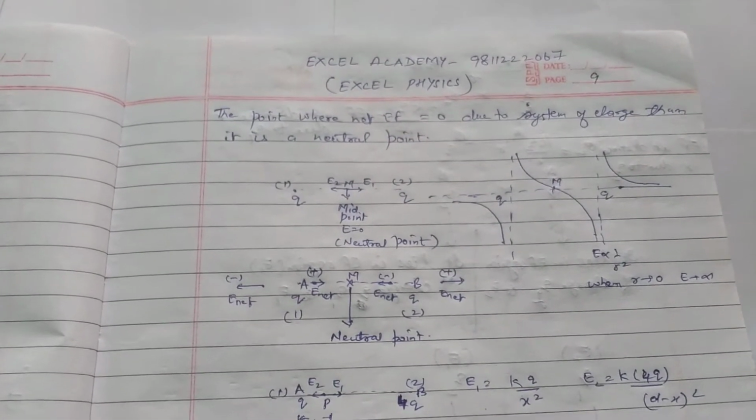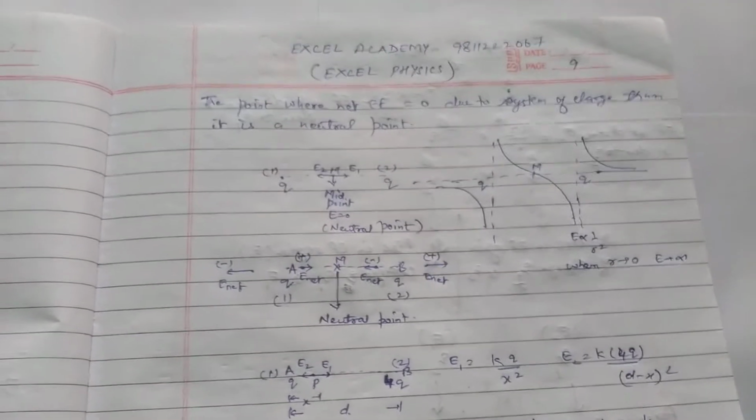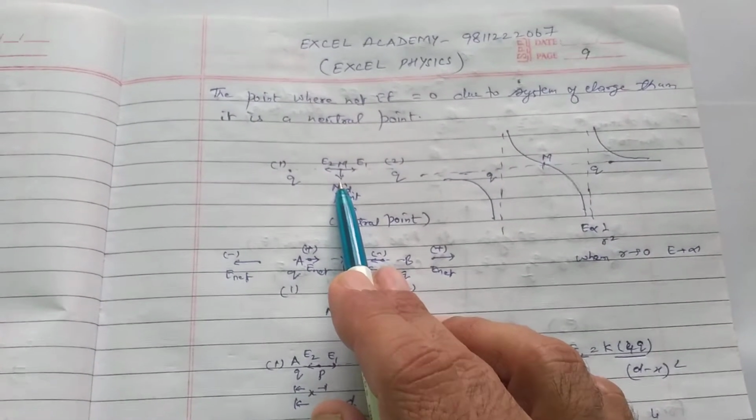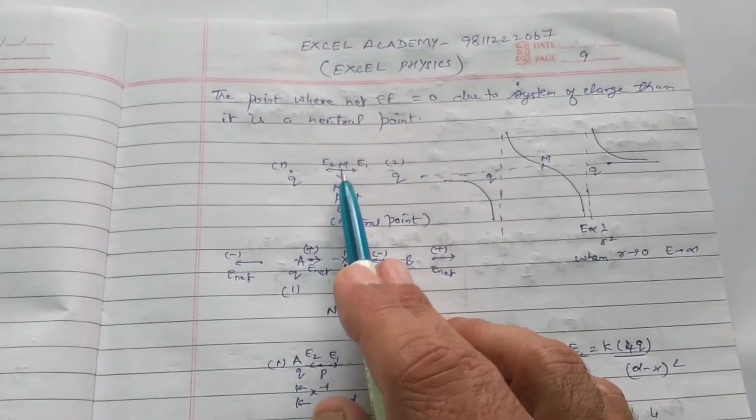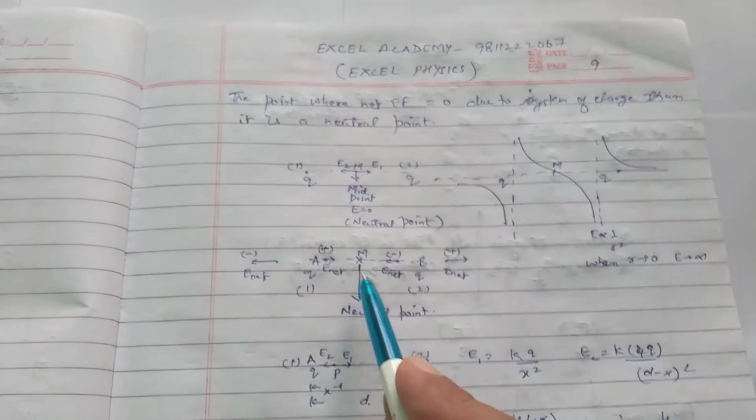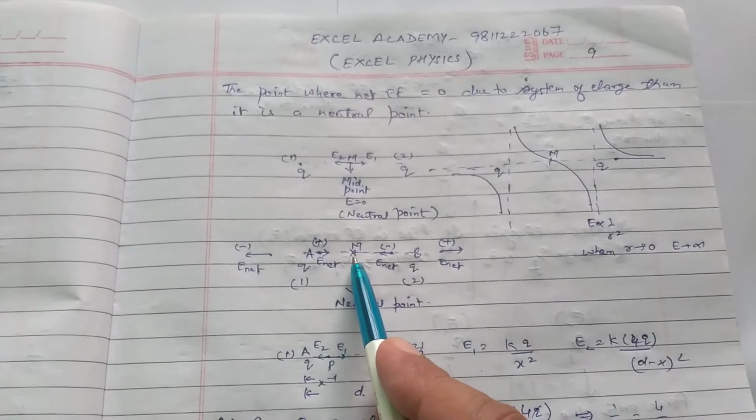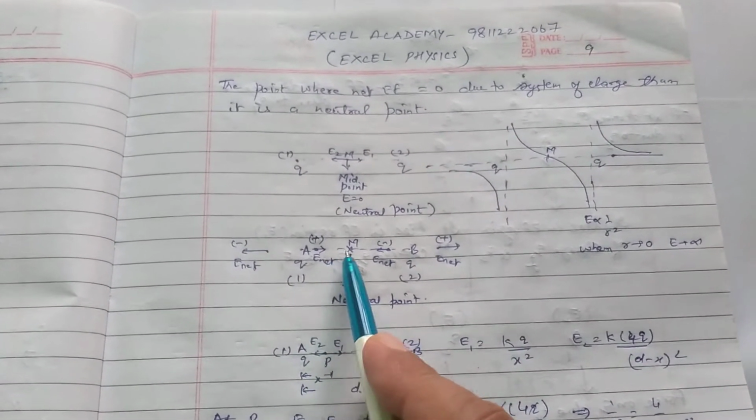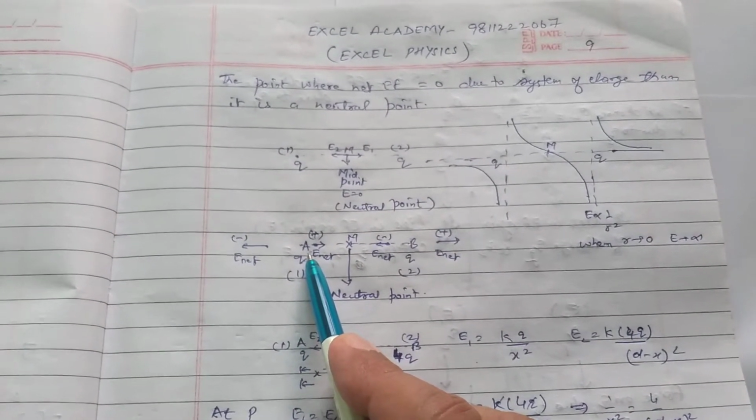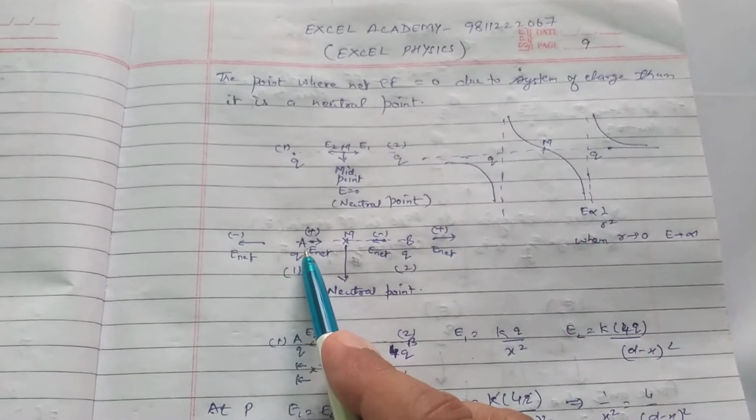In this video, I want to continue the concept of neutral point. I explained in the last video that the point where the net electric field is zero is considered to be a neutral point. Now, if you have a point in the region closer to the charge, the influence of the electric field of that charge will be dominating.